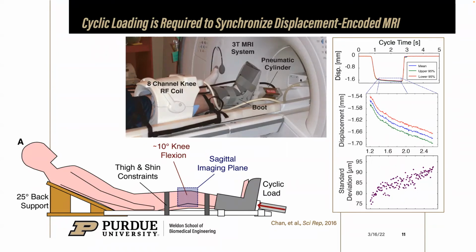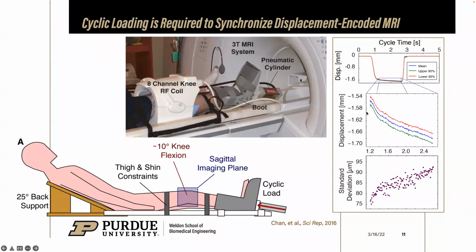But essentially what we're able to do, for the 5-second duration cycle, is measure the overall displacement of the foot with respect to the back. And then in that loading plateau, we're able to measure the displacement and also the spread. So the blue is the mean and the lower and upper 95th percentile are indicative of the spread of the data between cycles.